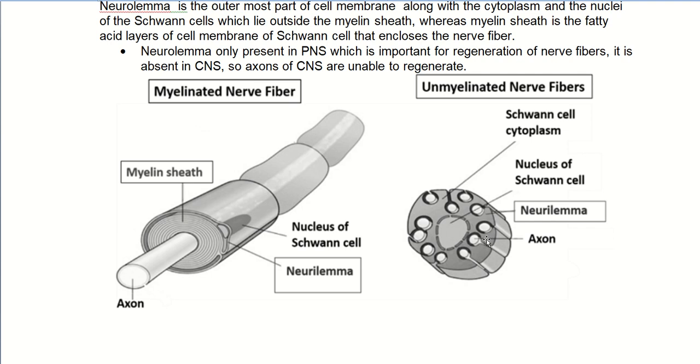This is an unmyelinated nerve fiber. Here this is the Schwann cell, and within the Schwann cell the nerve fiber is covered by a small portion of the Schwann cell. So this particular portion of the Schwann cell is known as the neurolemma. Neurolemma actually means the live portion of the Schwann cell. So any degeneration of the axon does not degenerate the Schwann cell.